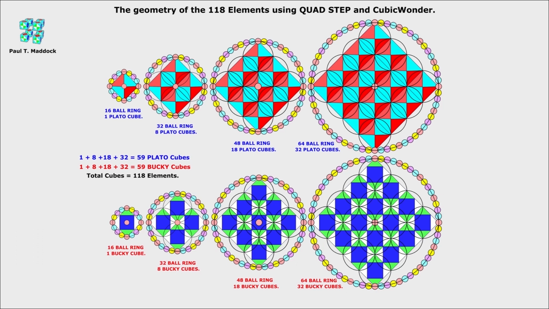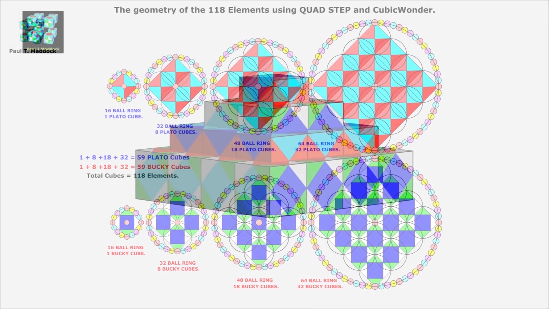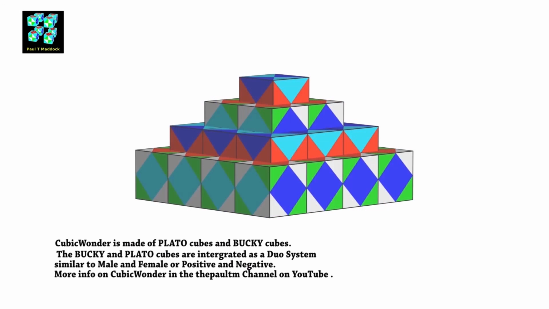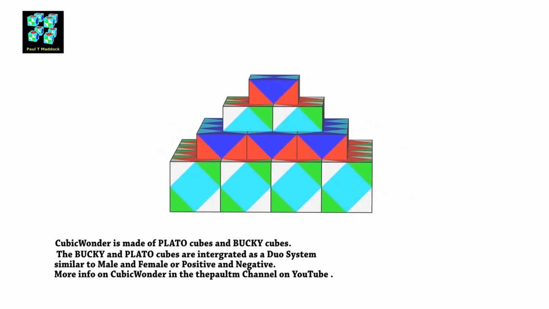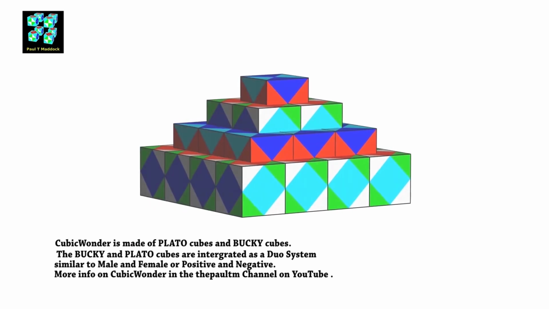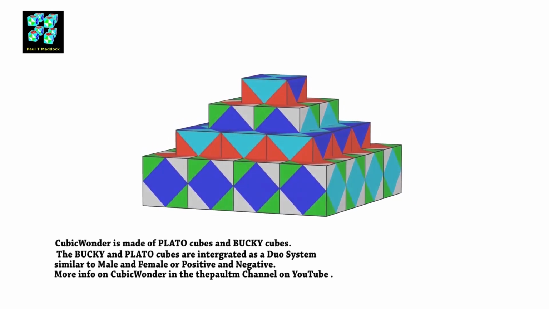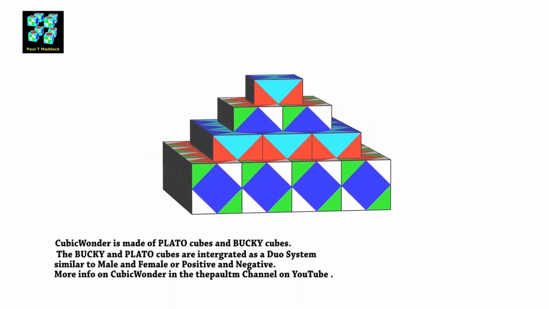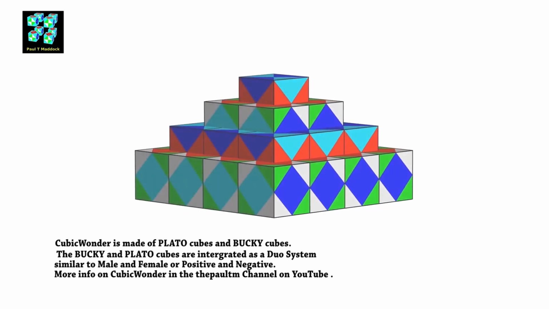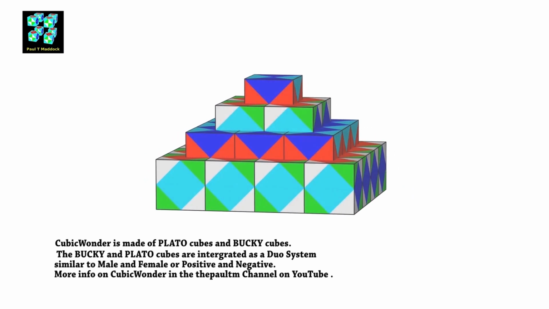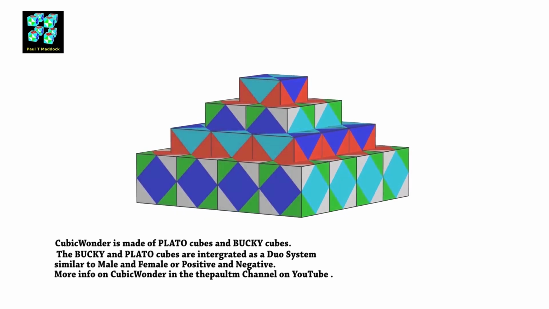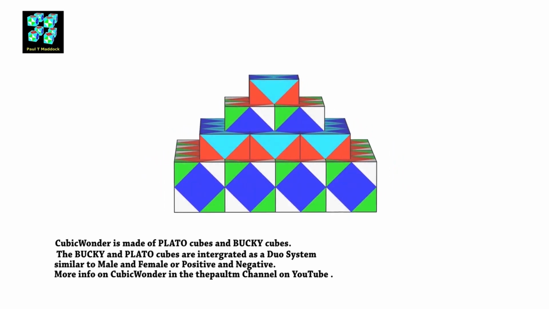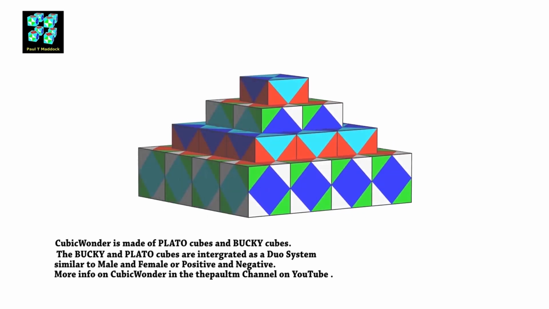Anyways, let's get back to CubicWonder. In front I'm showing you the cubes of Plato cubes and Bucky cubes in a pyramid shape in 3 dimensions. Now this CubicWonder system in front is made up of Plato cubes and Bucky cubes, and they are integrated. They're all in the same system. It's just like male and female all combined in one system.